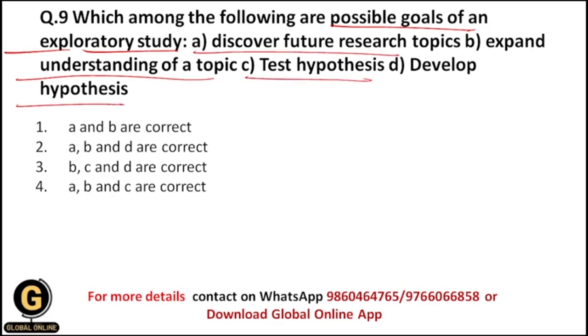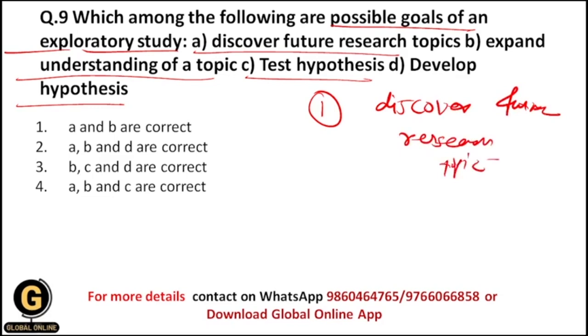So students, until now you have understood what exactly an exploratory study is, and that's where the possible goals of an exploratory study are. First one is we are going to discover the future research topics. Okay, future research topics, because here we don't have that much information about the future research topic, and that's why within the exploratory study we are going to collect the preliminary data so that we can discover future research feasibility, future research topics. Okay, now next one is expand understanding of a topic.